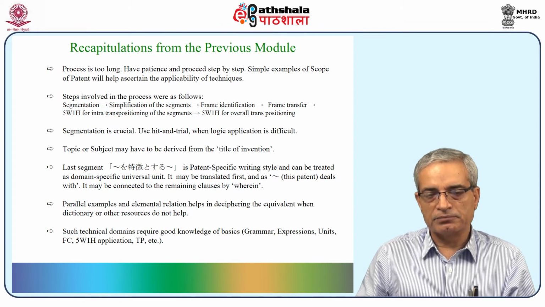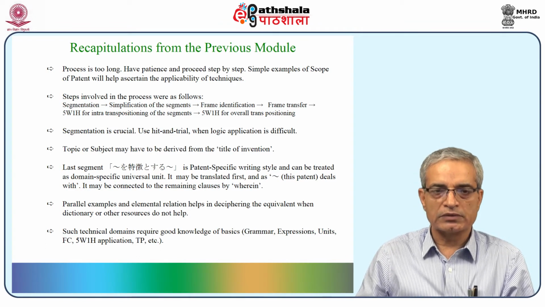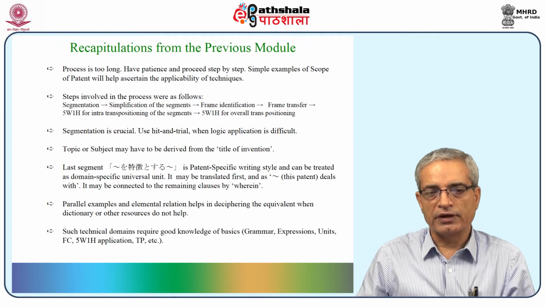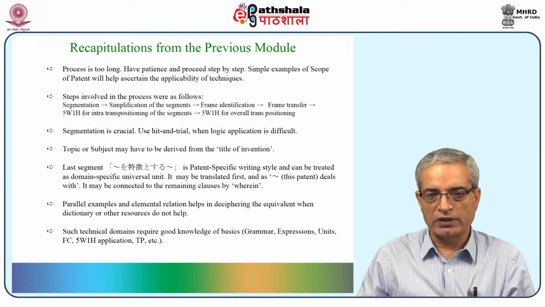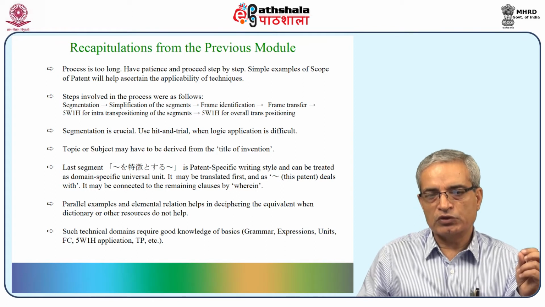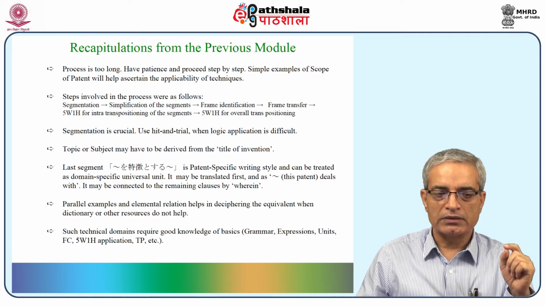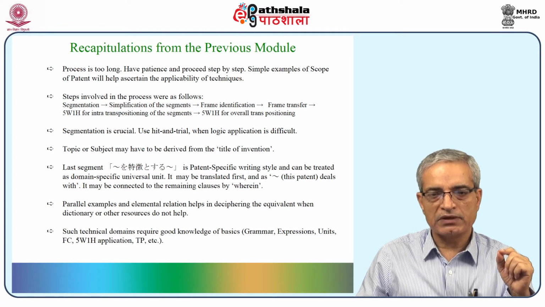You can have different combinations, but the steps which were used were segmentation, simplification of the segments, frame identification, frame transfer. 5W1H was applied for intra-transpositioning of the segments, and again 5W1H for overall transpositioning. It was found that segmentation is quite crucial, quite important. Use hit and trial when logic application is quite difficult. Topic or subject may have to be derived from the title of the invention in many cases, rather in most of the cases. And the last segment, that is O Tokcho Tosuru, is patent specific writing style and can be treated as domain specific universal unit.